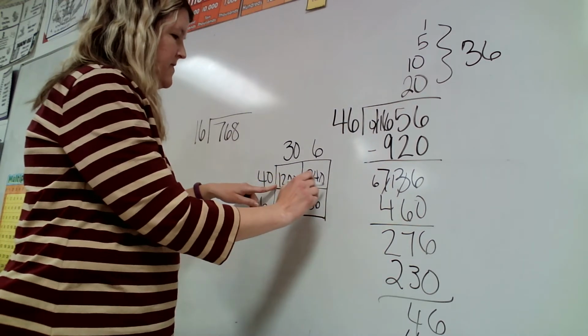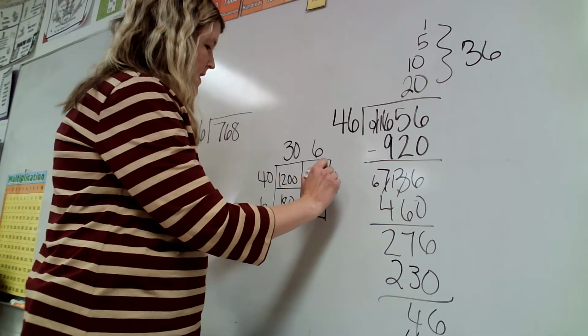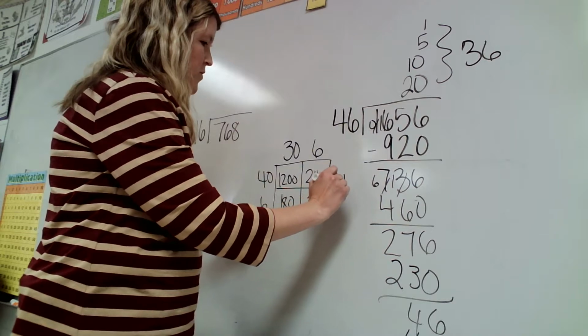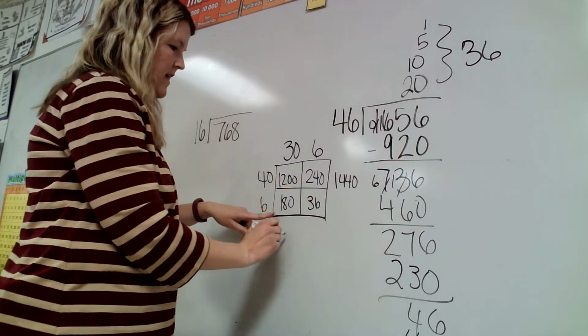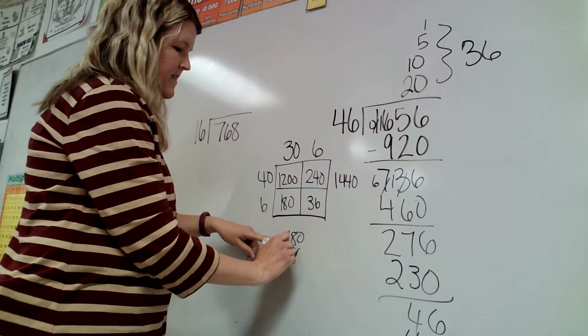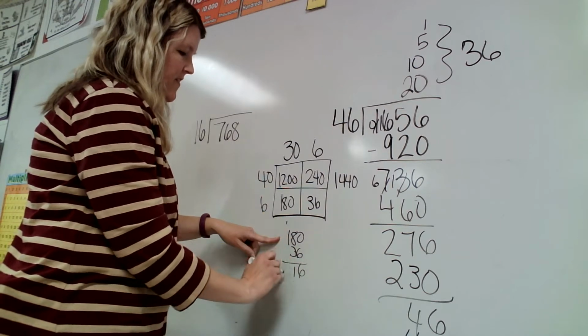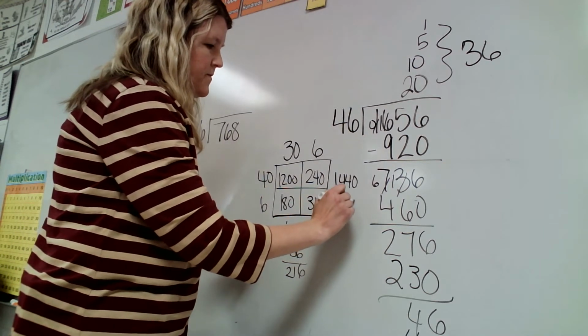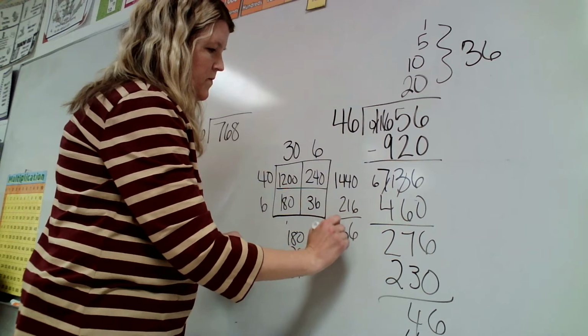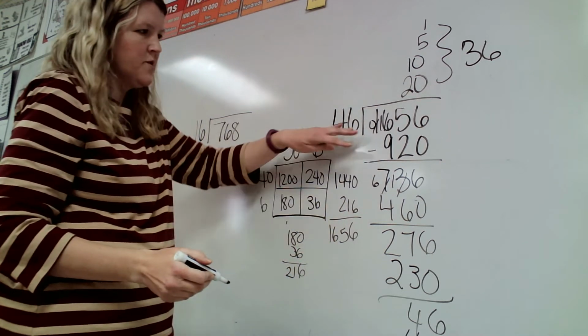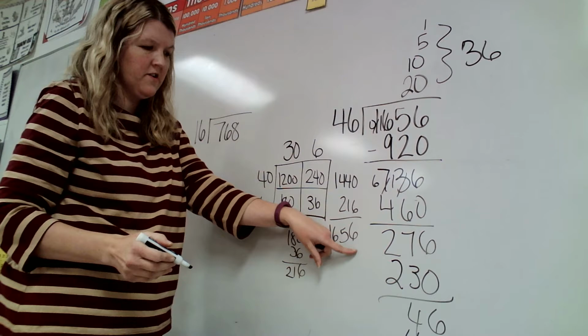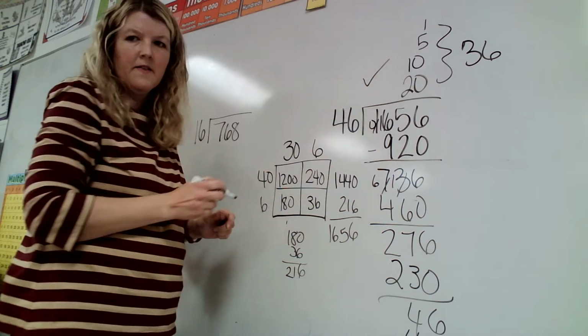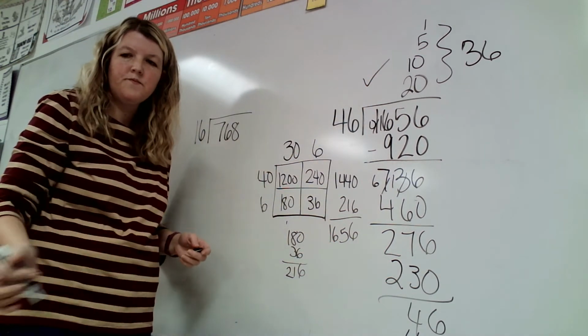So then when I put these together, I end up with 1,440. And then I've got 180 and 36. So that gives me 216. So I do get 1,656. So now we've got the correct answer for this problem.